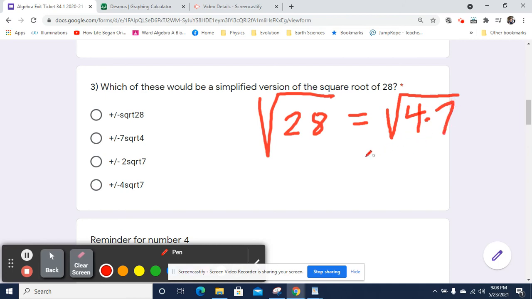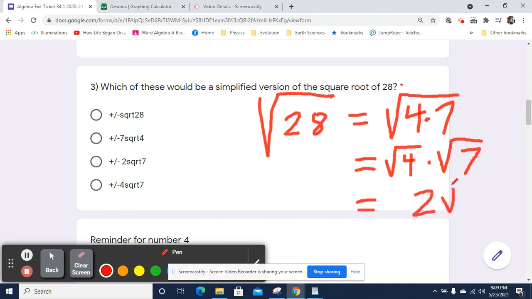If I have the square root of a product, I can turn that into a product of square roots. So a square root of a product can be turned into a product of square roots. So I've turned that into root 4 times root 7. And I can get the square root of 4. That's going to be 2. 7 has to stay in square root jail because we can't reduce it.